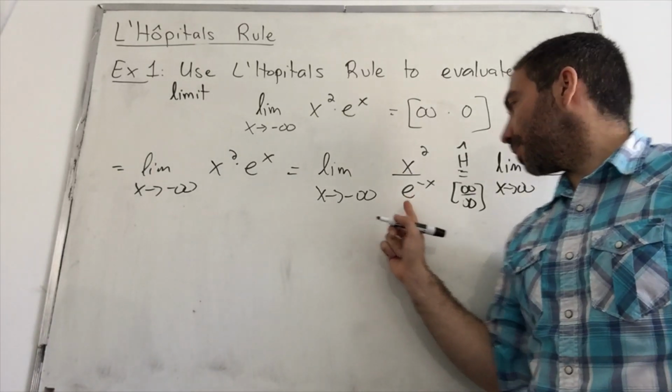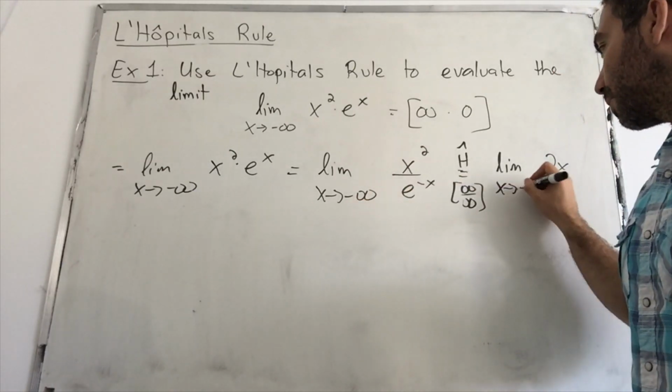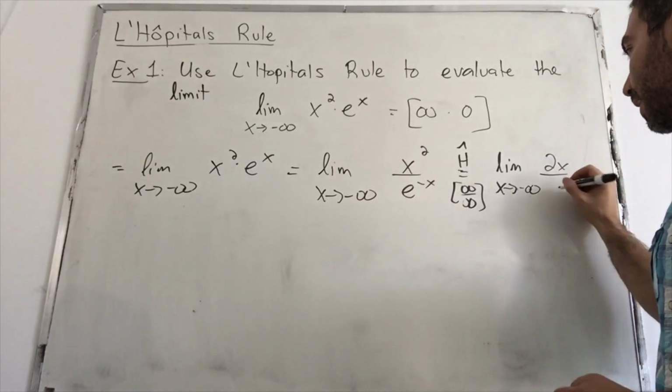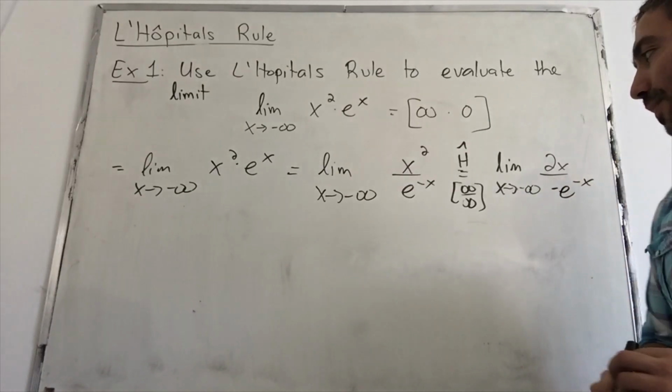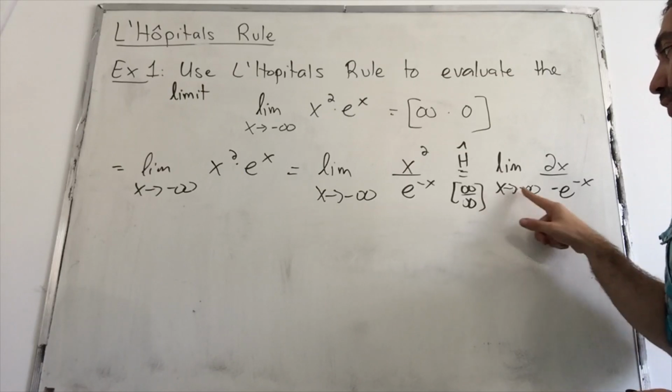And the derivative of the bottom, oops, sorry, not infinity. Limit as x goes to negative infinity. That's a mistake. And on the bottom, the derivative of e to the negative x is negative e to the negative x. Okay, so that didn't really help. We plug in x going to negative infinity.